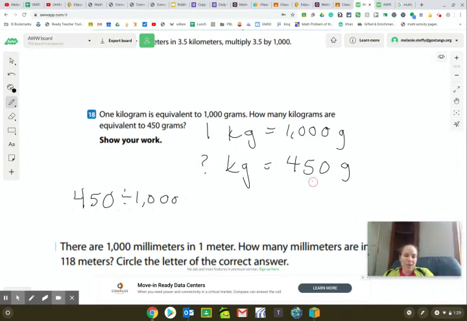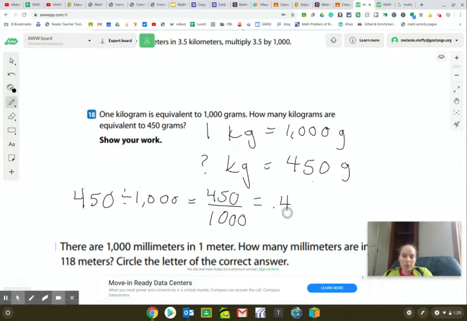So 450 divided by 1,000, well, that is actually the same as 450 thousandths. So that's one way you could have solved this problem. The other way you could have done this, because remember, division is the same as a fraction, so I just wrote it as a fraction. This is my numerator. This was my denominator.